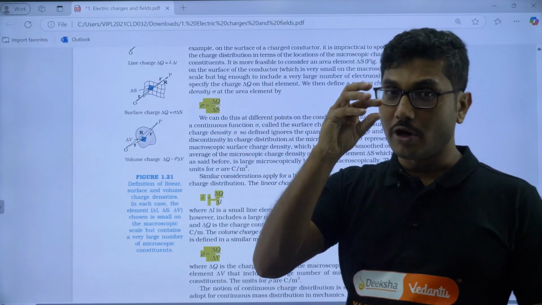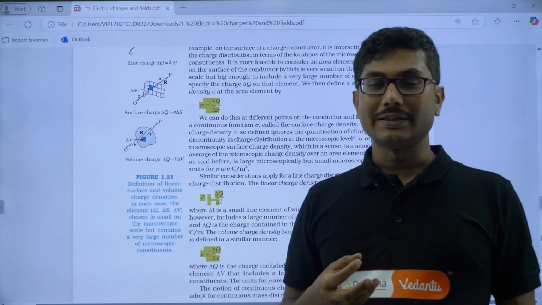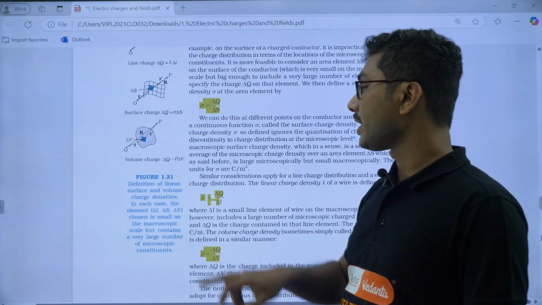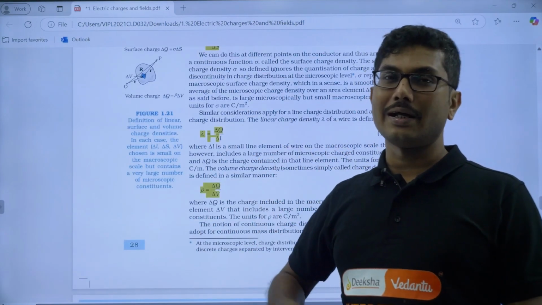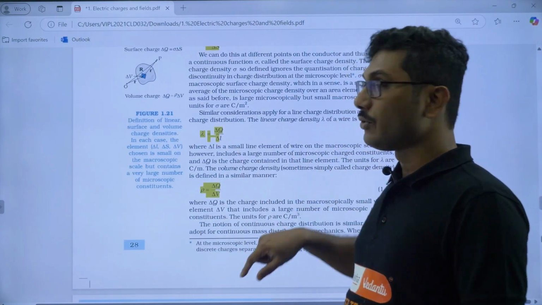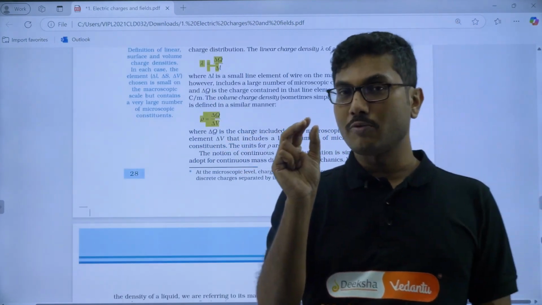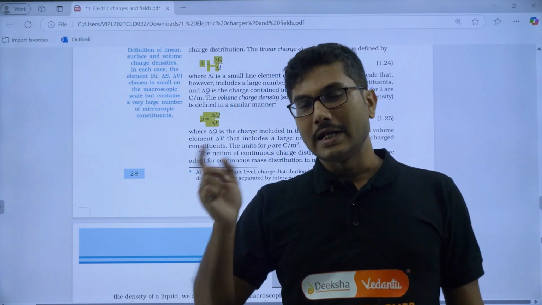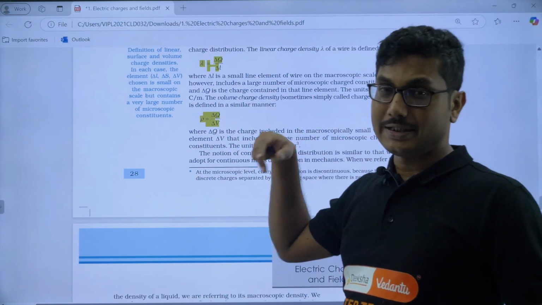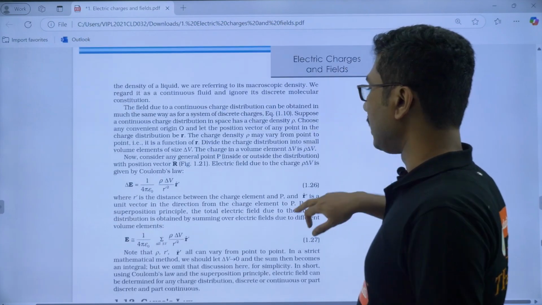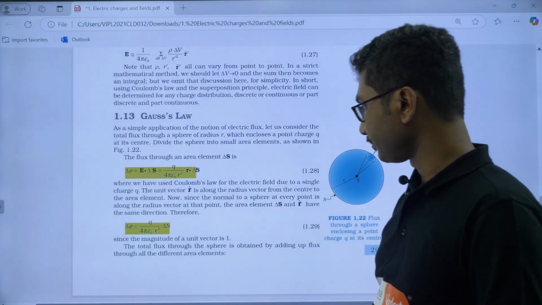If you take a small area, calculate the total charge in it and divide that charge by that area, then you get the surface charge density. Similarly, if you take a small length, measure whatever charge is in that length and divide the charge by that length, you get the line charge density. Similarly, for volume, you take a small volume, calculate the total charge, divide that charge by that volume, you get the volume charge density. It is helpful for mathematical processes. Next is Gauss's law.